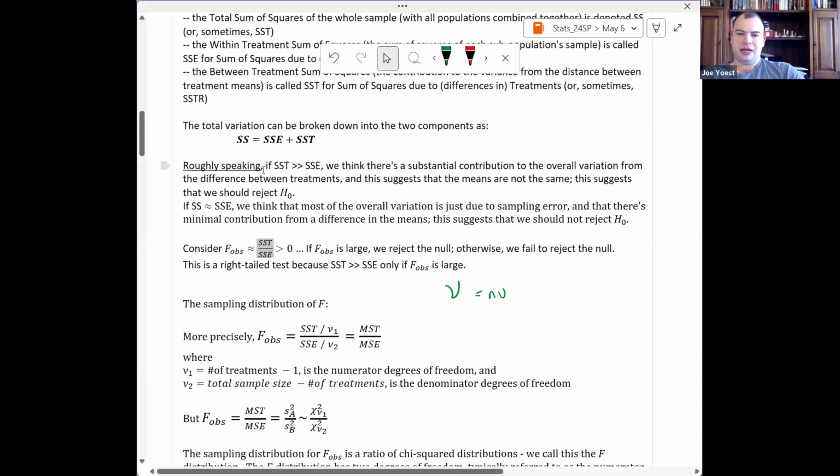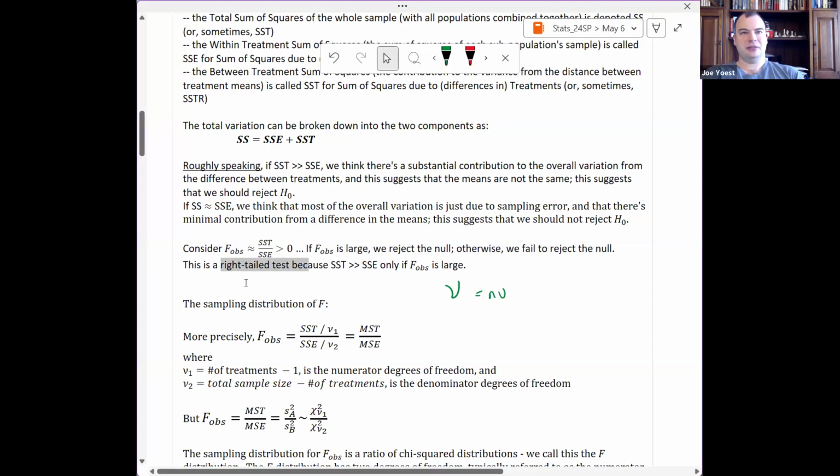Now remember what we said, if SST is large, the sum of the squares between the treatments are due to the difference between the means and the treatment groups. If it's large relative to the within group sum of squares or within group variance, then we reject the null and we conclude that the means are not all the same. Otherwise, if F observed is not large enough, we fail to reject the null. This is a right tail test.